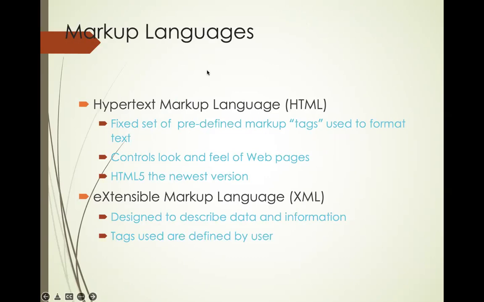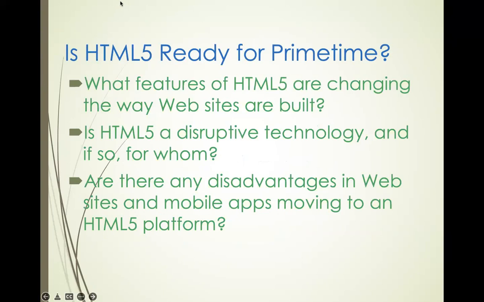from HTML to XML. HTML, hypertext markup language, is a fixed set of predefined markup tags used to format text and control the look and feel of web pages. The current one is HTML5. XML, extensible markup language, is designed to describe data and information that has been sent from one point to another point, and the tags used are defined by users. So is HTML5 ready for prime time? These are just the cases that we have got.